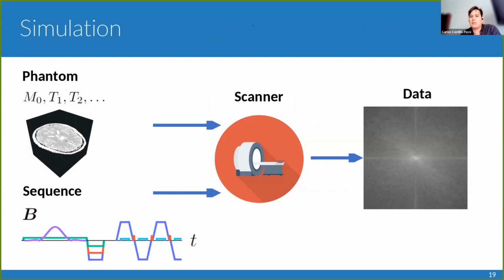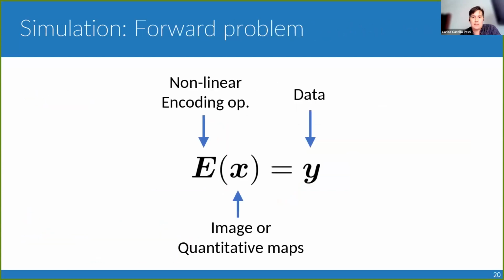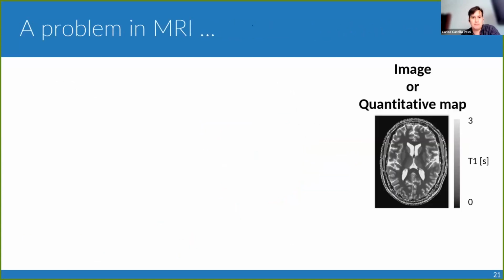Instead of getting the image, you get something that is called raw data that is not very similar to an image, but as you know, this can be then reconstructed to get the image. So the simulation is the forward problem that goes from the quantitative maps or the image. You apply a nonlinear encoding operator, and that is the data. This is what KoMA is trying to simulate.